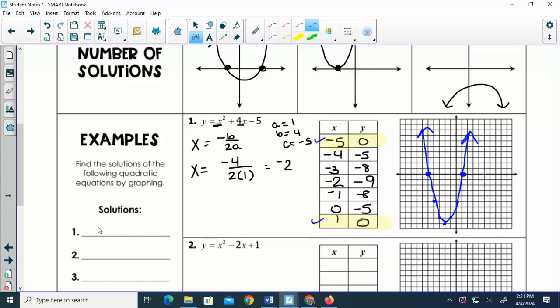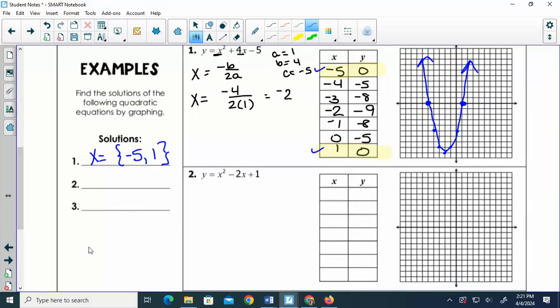Typically how it's written, we could say x equals, or you might see it written with the solution set, those squiggly brackets around it. That's just showing it's not ordered pairs, it's just those 2 numbers. Those are the things that make this equation equal to 0.